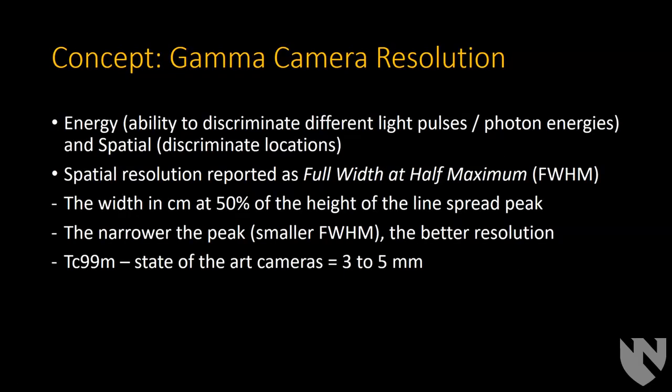Okay, so gamma camera resolution. If you want to be able to tell the difference between two points of tracer activity, that's basically the goal of resolution. The way that's reported is called full width at half maximum. What you do is you take a point source and then you measure how wide that actually is on the machine when it's at half of the brightest spot. I'll show you a graph of that in a second. The narrower that is, the smaller that number is, the higher the resolution, because it's able to measure something that's smaller. State-of-the-art cameras basically have a resolution of 3 to 5 millimeters.